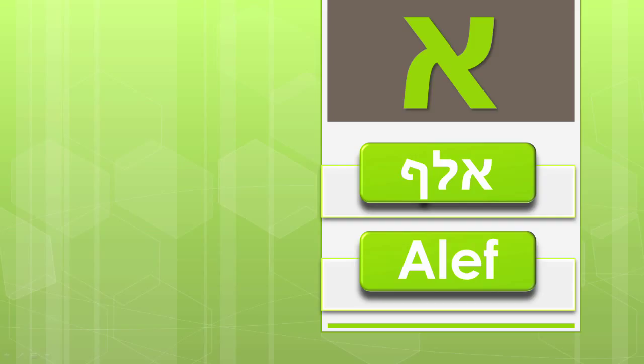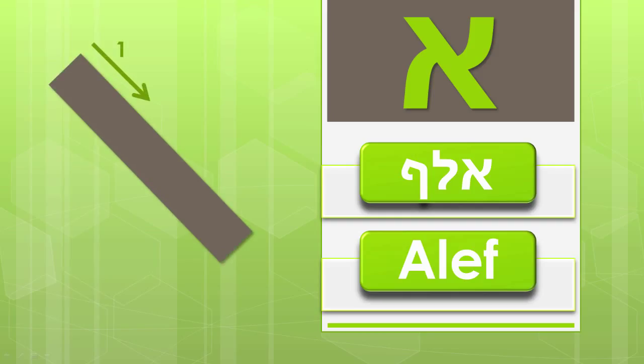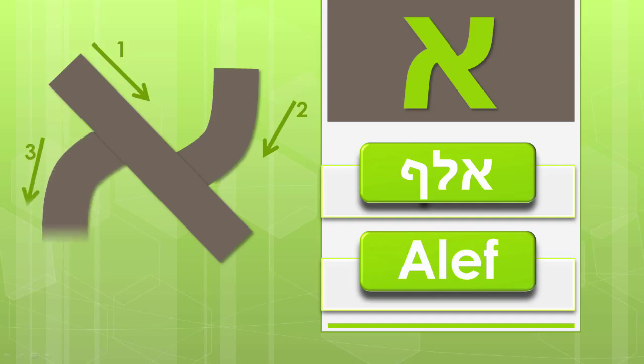Now let's say it together. Ready? Aleph. Again, Aleph. Okay, now let's see how to write Aleph. So you start off with a line like this. You continue with a curve. And finally, another curve like this.